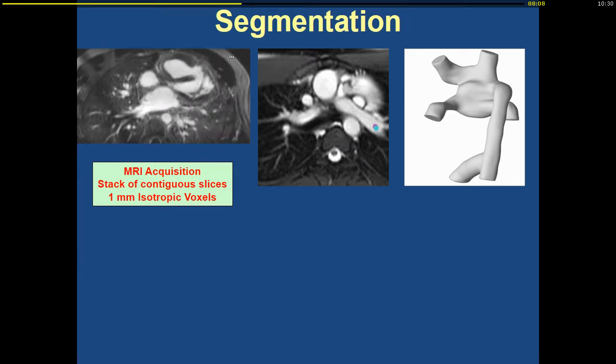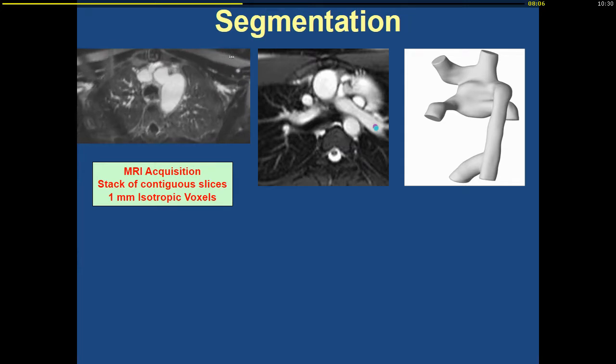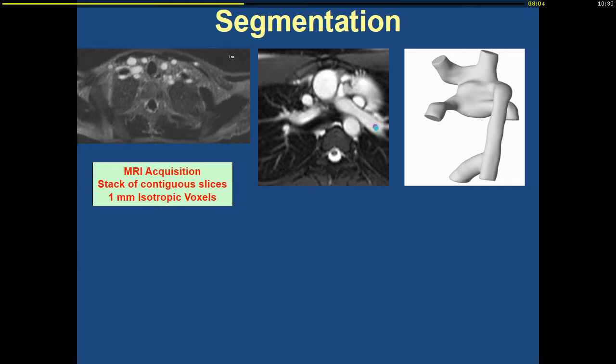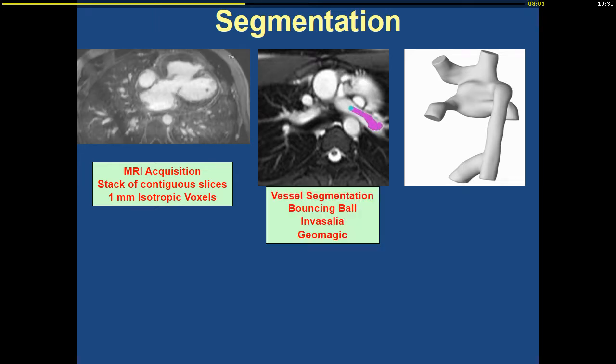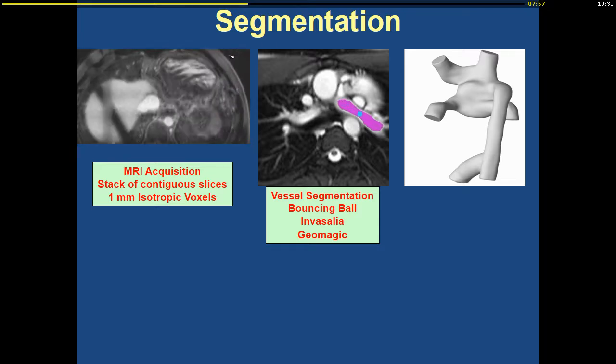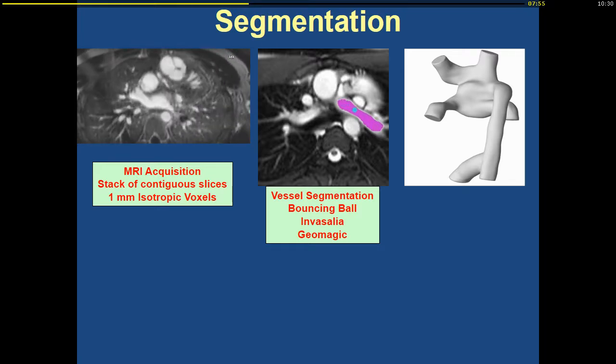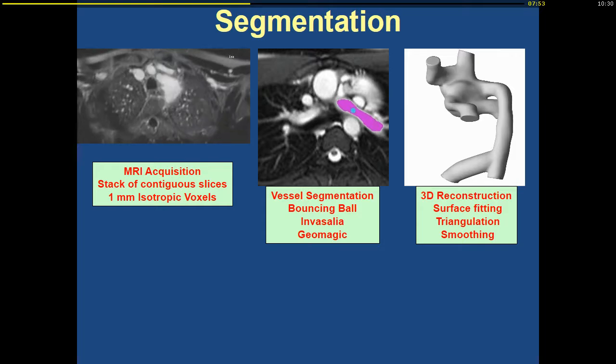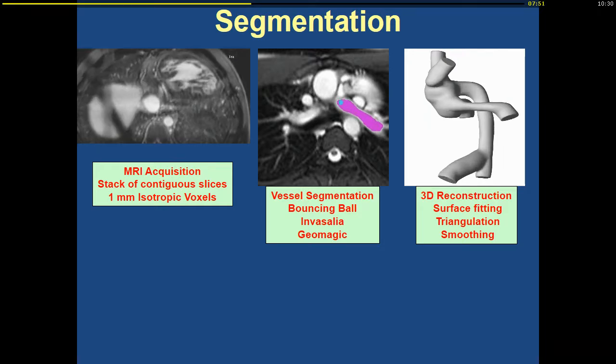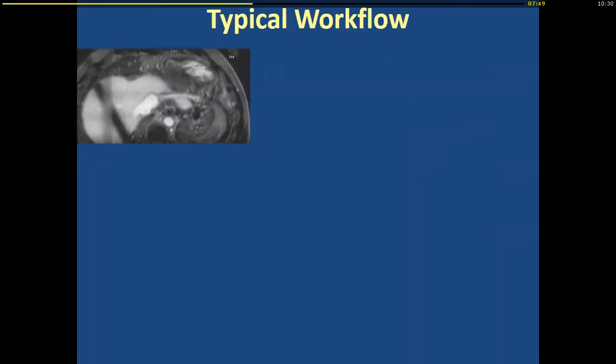So what we try to do is, first, we obviously do the MRI acquisition, and then we try to do the vessel segmentation. There are several ways of doing it. This is the bouncing ball. This is the easiest way. What we end up having is a 3D reconstruction of the vascular anatomy of the patient.